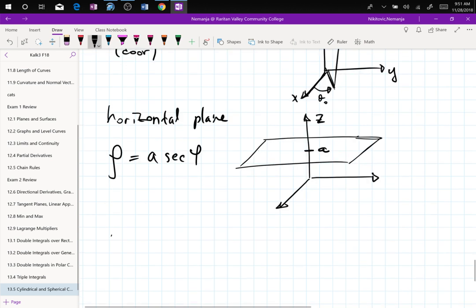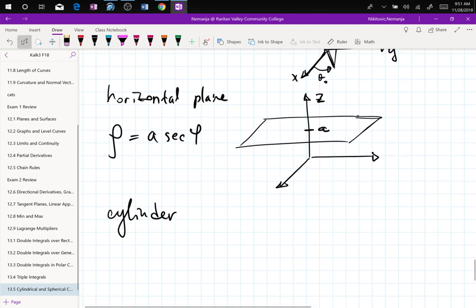And now the cylinder. Cylinder is rho equals A cosecant phi. A is the radius of the cylinder. So these shapes would help. All I can do is list these. I can't learn them for you. So you'll make a conscious decision one way or another.